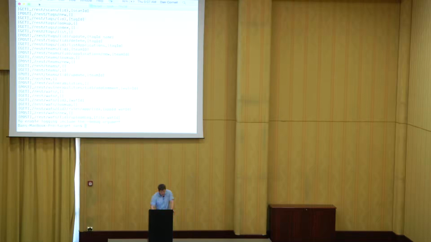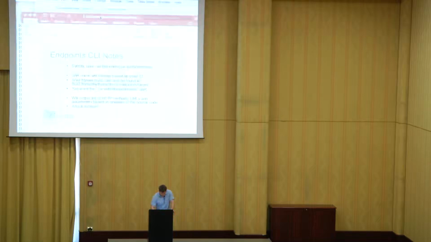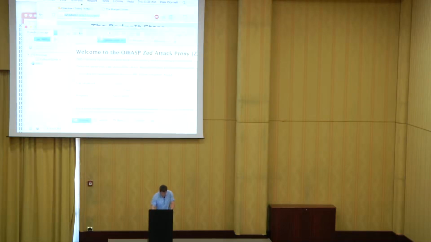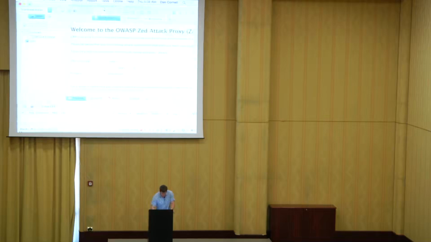And from an automation standpoint, when we plug this into something like ZAP, what we've done with the plugin is we can then go in and say, I want to import our endpoints from the source code. This is an example of the budget store. We want to use that source code location that corresponds to that dynamic location.